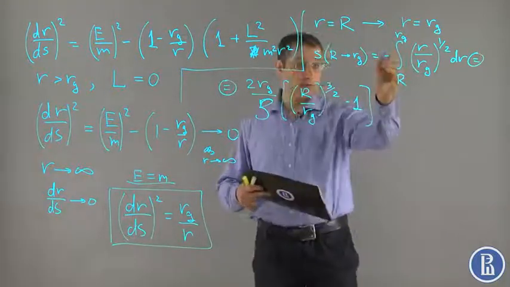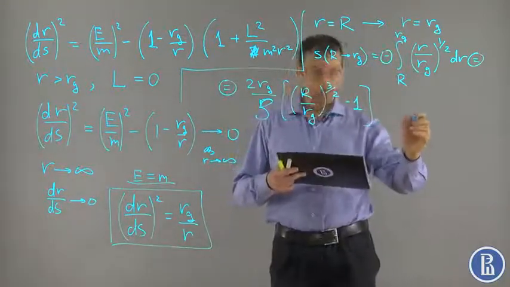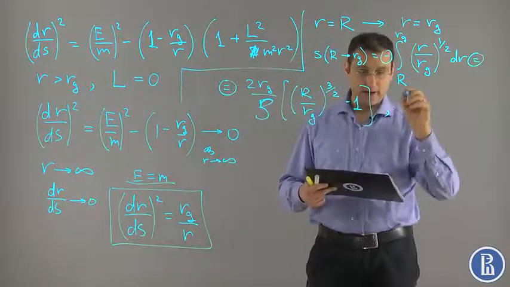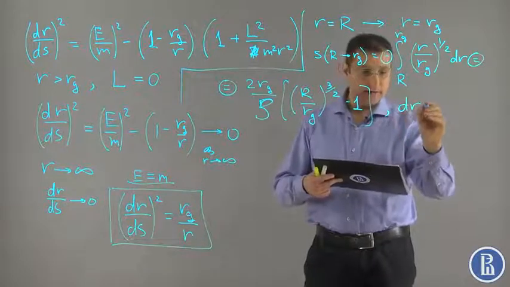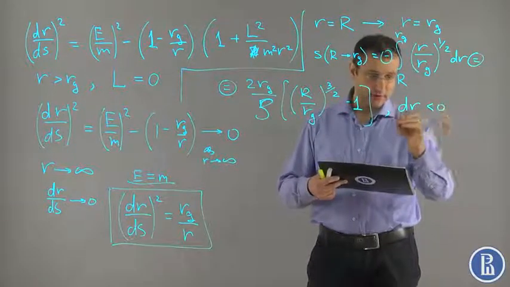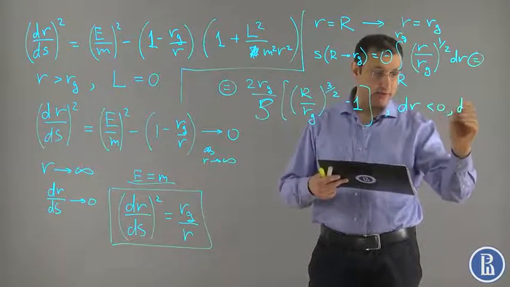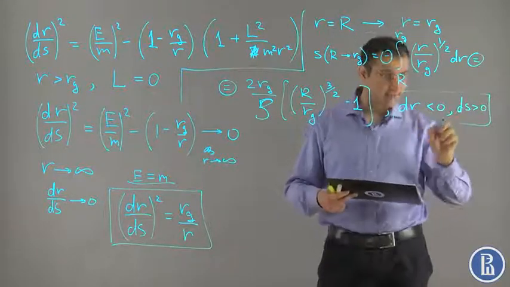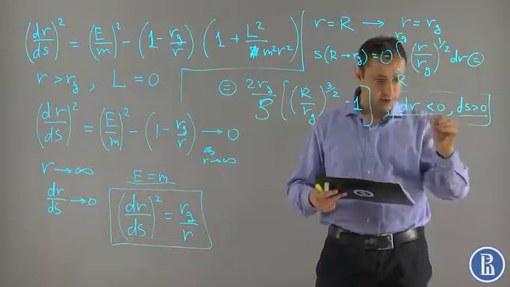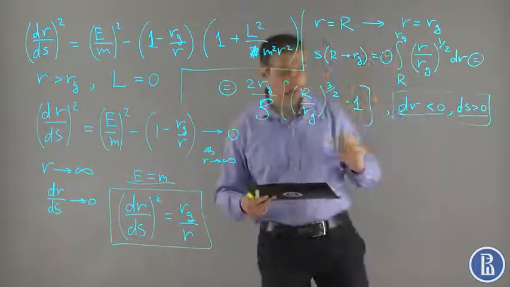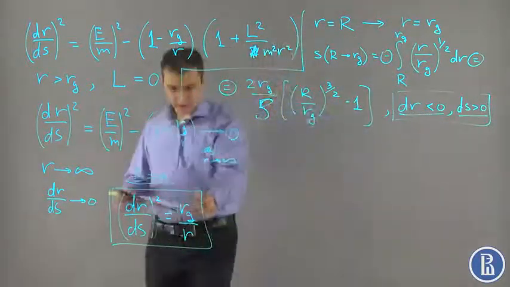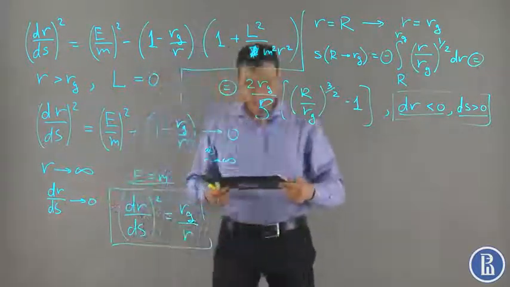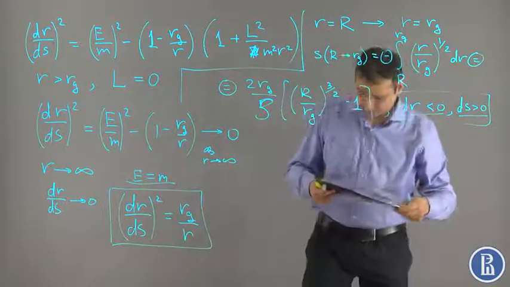The minus sign is present because for free fall into the black hole, dr is less than 0, so the radius is decreasing, while ds is greater than 0. As the time increases, the radius decreases. That's the reason we have the minus sign here. Taking the square root, we can have two signs, and we took the minus sign.